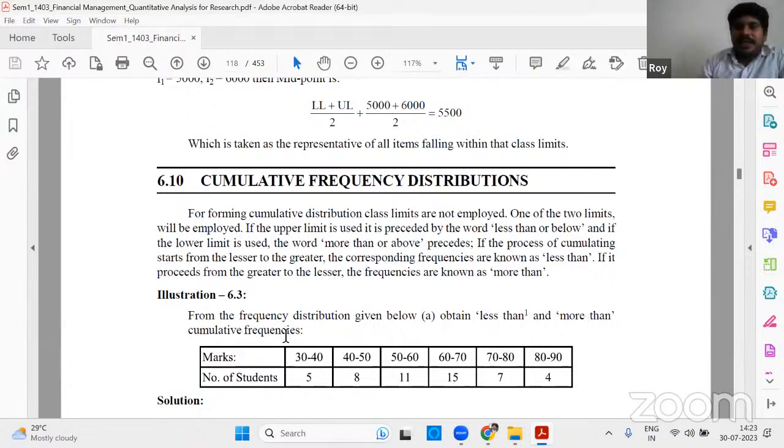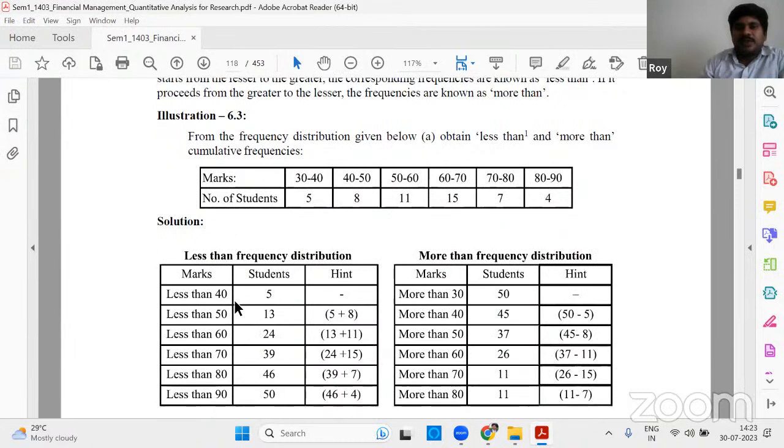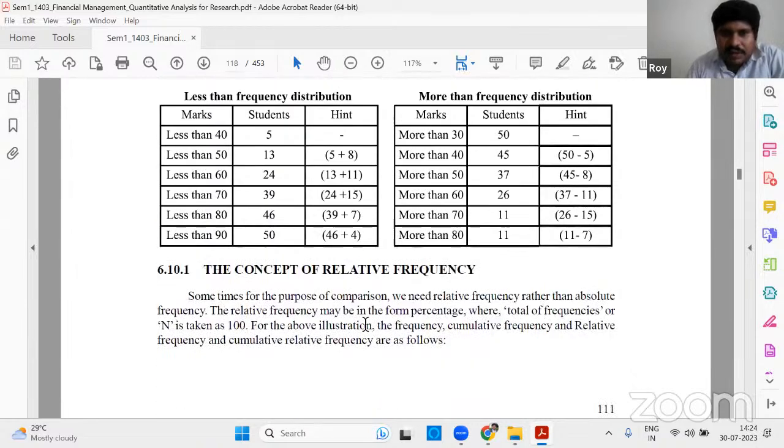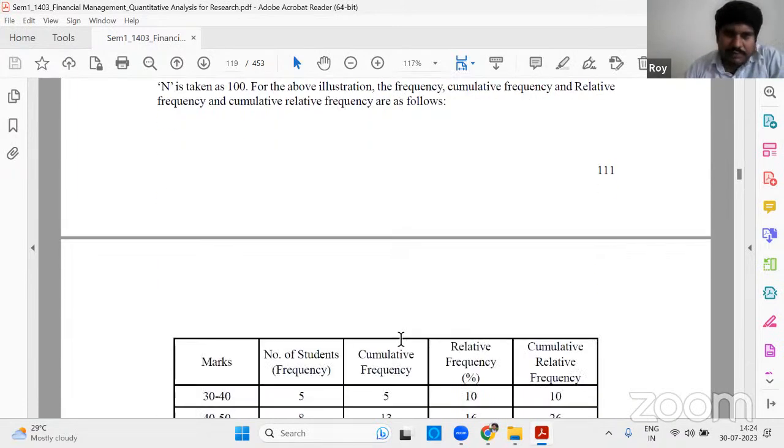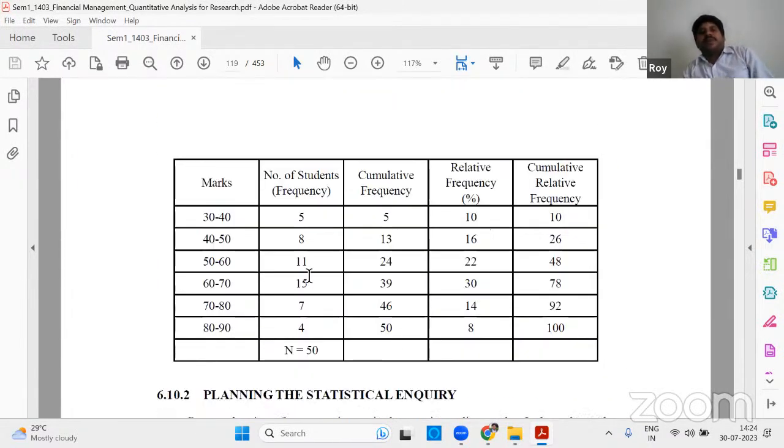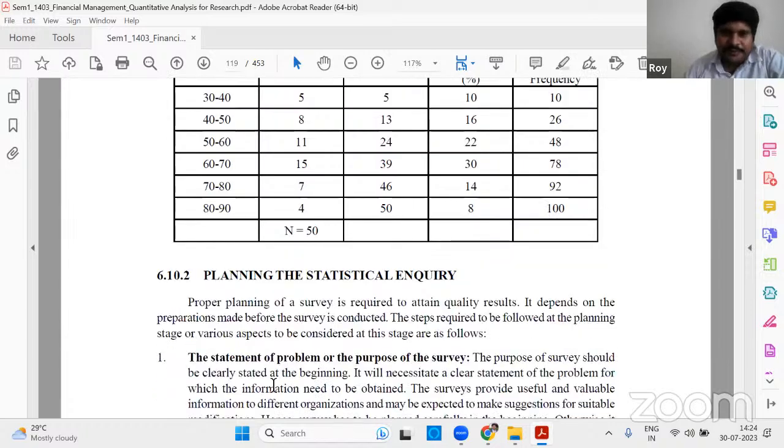Obtain less than and more than cumulative frequency. What is the solution? Less than 45, 50, 60. This is the thing. Less than 15, 5 plus 8. More than frequency. More than 30, 50. Then the concept of relative frequency. Example, this is the number of students. Cumulative frequency is this. Relative frequency is this. Cumulative relative frequencies.